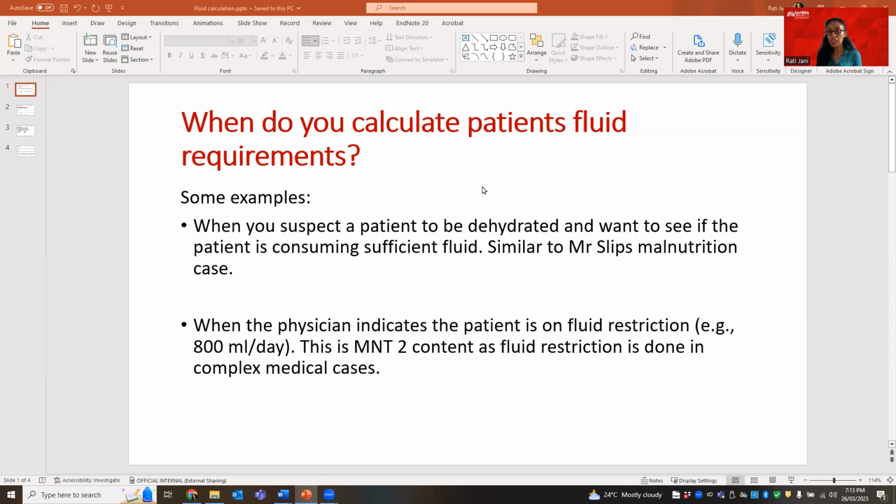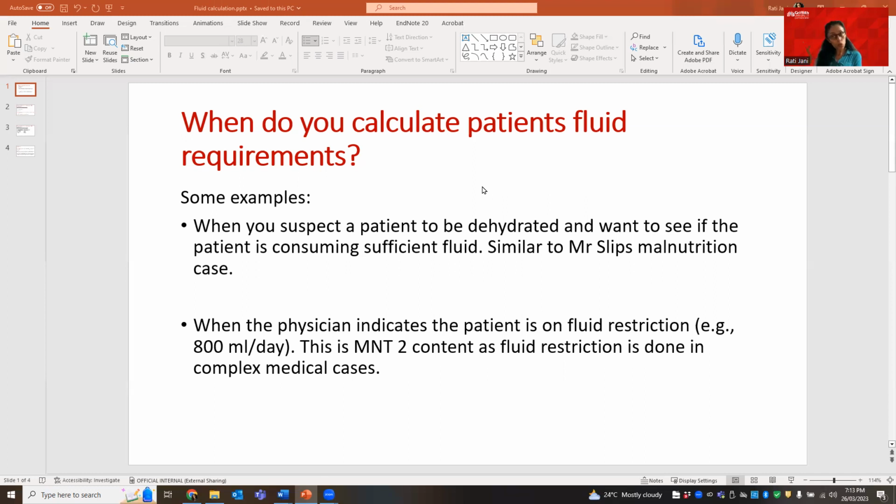But when it comes to diseases such as renal conditions, say heart failure, these are the places where the patient may be on fluid restriction, when the patient already has water retention in the body, ascites, say, which you will be learning more about in liver conditions.